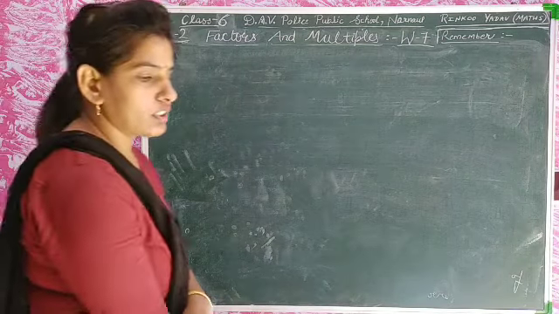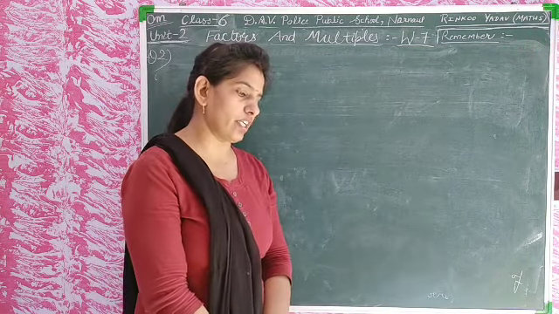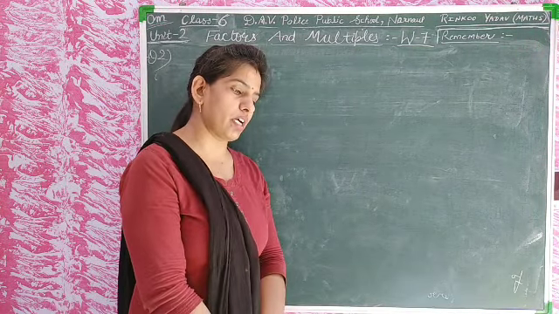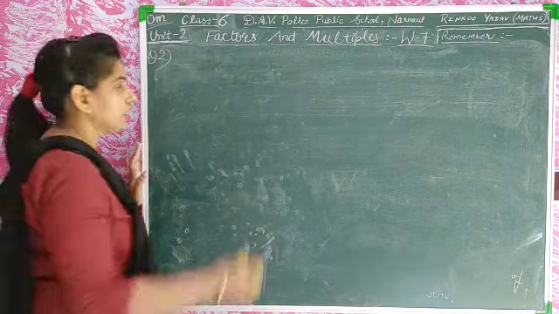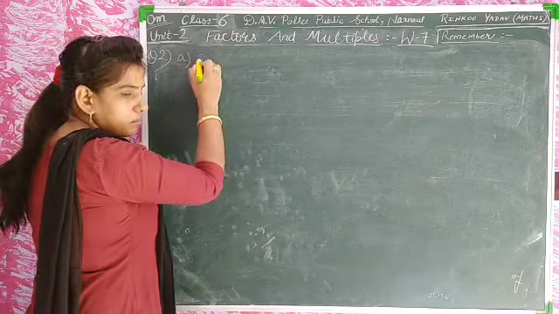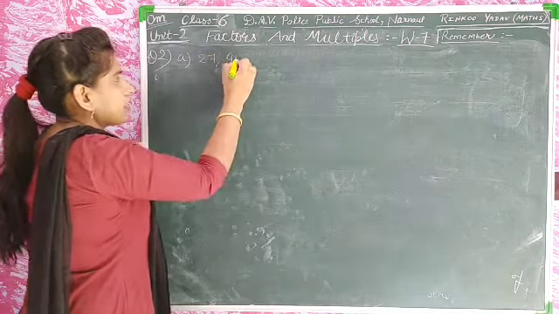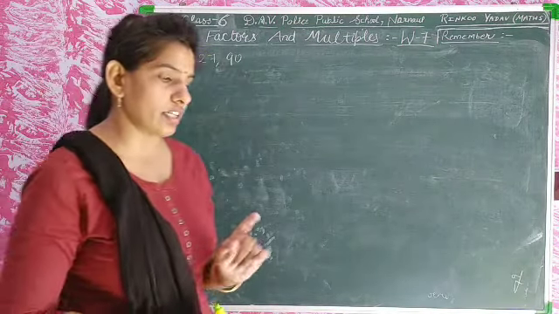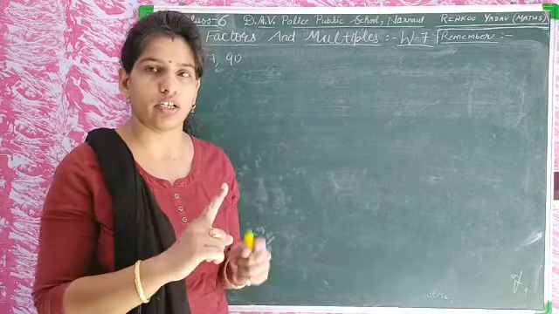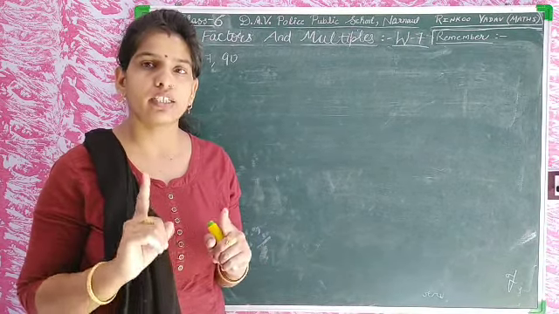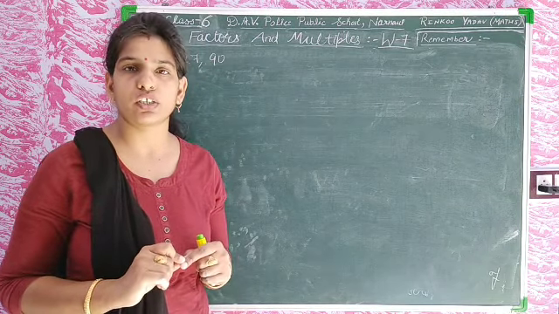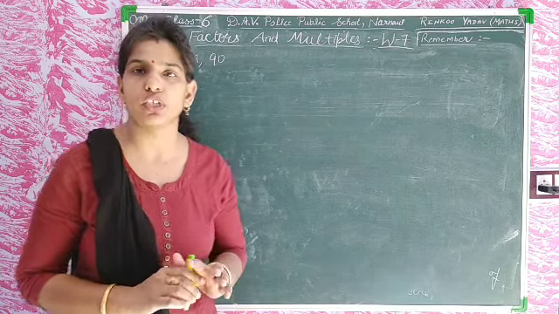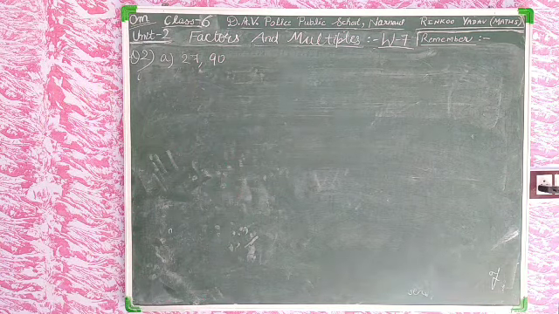Now students, in question number 2, it asks to find the HCF and LCM by using the property in question number 1. Part A has the numbers 27 and 90. I am repeating again: find HCF and LCM by using the property in question number 1.